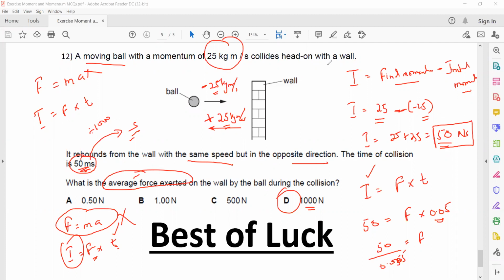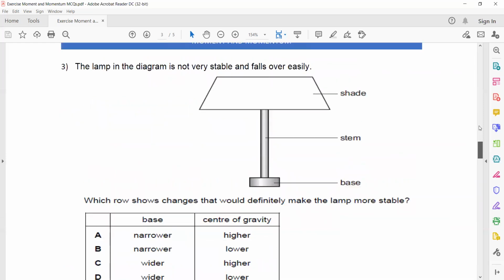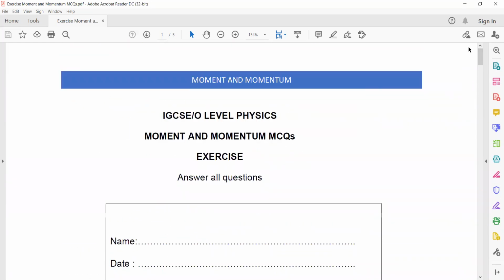Is it clear? So this was the exercise question related to the topic moment and momentum.